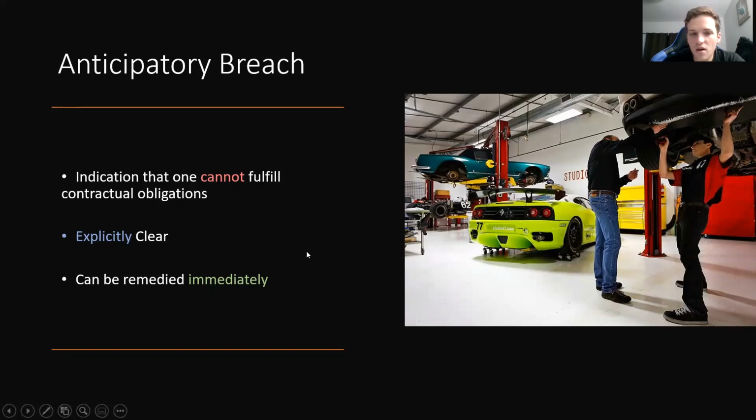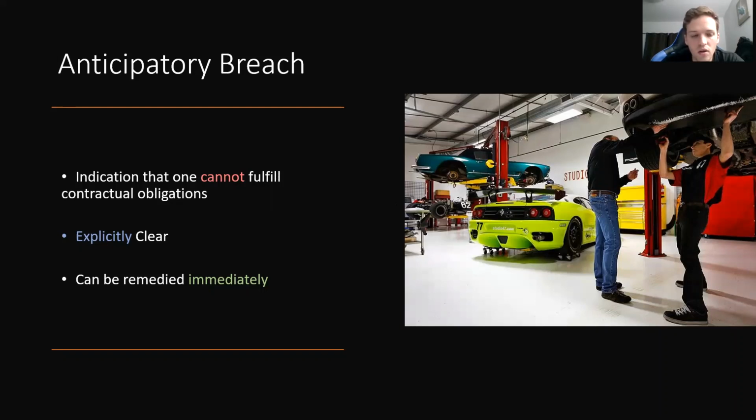And an example of that would be like here with these mechanics. If they agree to have your car finished by the end of the month, and then 2 weeks before the month ends, they say that they will not be able to finish your car, it'll take a little bit longer. At that point, they have anticipated their breach of the contract.